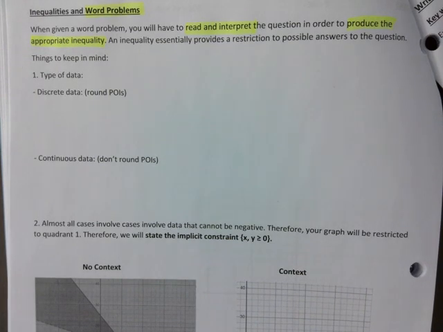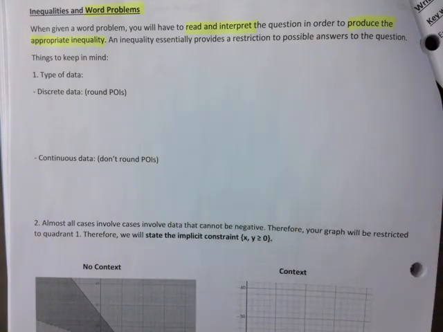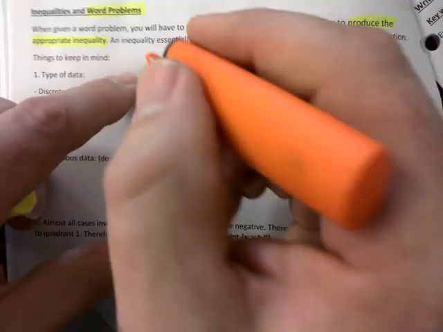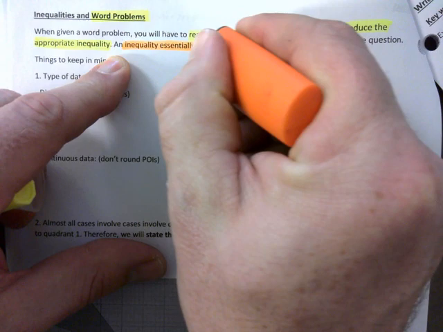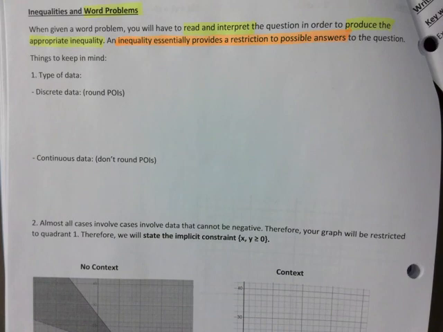This is on page 41, or whatever Xander said earlier in French. An inequality essentially provides a restriction of possible answers. That's what an inequality does. It restricts. Let's say you have the whole coordinate plane and the inequality says, no, either above or below this line, but not the whole thing, right? So you're restricting it a little bit.